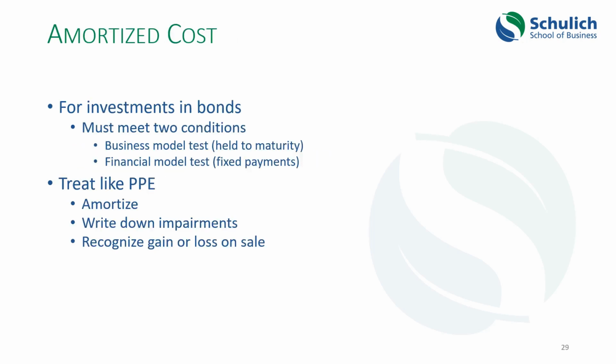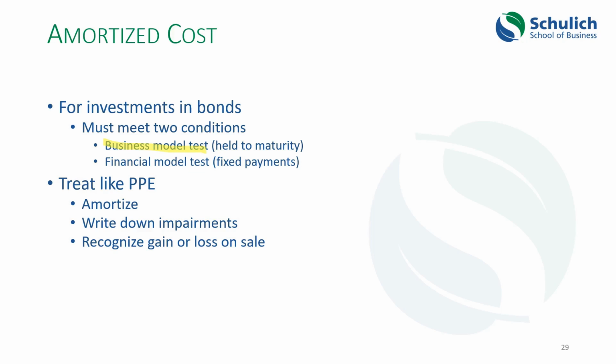Let's look a little more closely at the amortized cost method. This is typically used for investments in bonds, and the bonds have to meet two conditions. There's the business model test and the financial model test. The business model test is simply that the bond has to be something that the company is planning on holding to maturity. So does the company have the intention of holding on this bond until maturity?